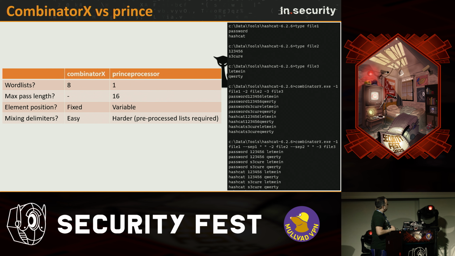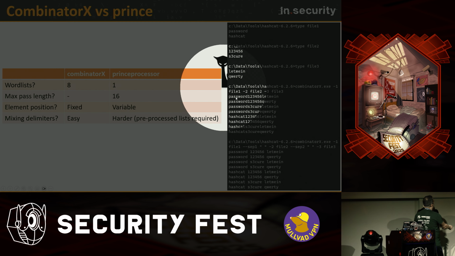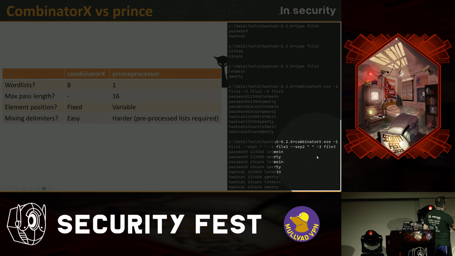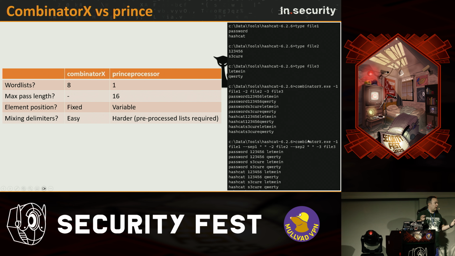On the right there, you can see at a high level what combinator X can do, and you can chain up to 8 word lists with this, which is quite nice, and you can have custom separators. So if you don't want a space delimiter in between each one, you might just want, for example, a space there and then a colon in that one, or a comma, or whatever you want. So it does give you a greater degree of flexibility.